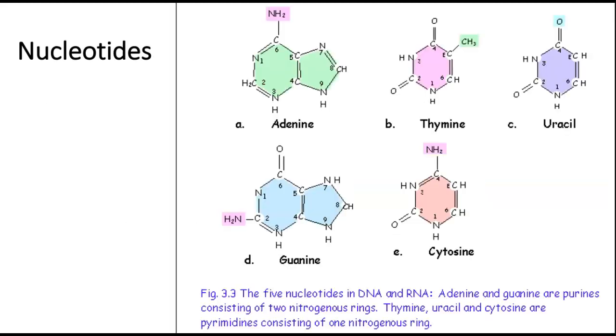When we talk about the nucleotides, there are 5 nucleotides in DNA and RNA. Remember that adenine and guanine, A and G, are what we call the purines. They're the same structure. They've got 2 nitrogenous rings. And then T, C, and U, thymine, cytosine, and uracil, are what we call the pyrimidines. And remember, I gave you that little mnemonic: TCU is a top of the pyramid school. That's how you can remember T, C, and U being the pyrimidines. And they only have 1 nitrogenous ring.